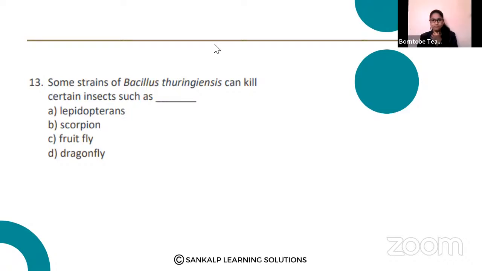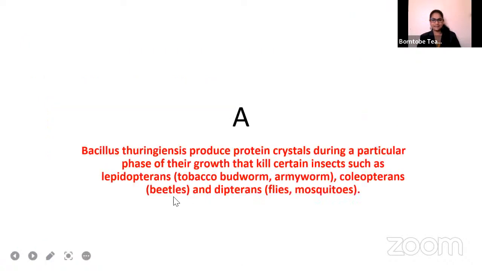Lepidopterans. Okay. Yuti, Lakshmi Vadiyar, Lohit, Rakshita, Chaitra, Padmayan. Okay. Viresh, Rakshita. Option A, Lepidopterans. Lepidopterans is the right answer. Bacillus thuringiensis produces protein crystals during a particular phase of its life cycle or growth, which kill certain insects such as lepidopterans, tobacco budworm, armyworm, coleopterans and dipterans, flies and mosquitoes.